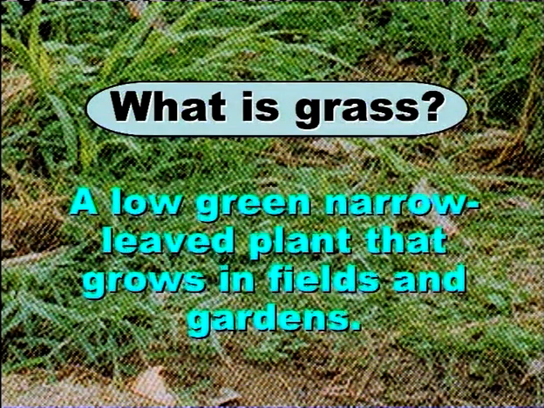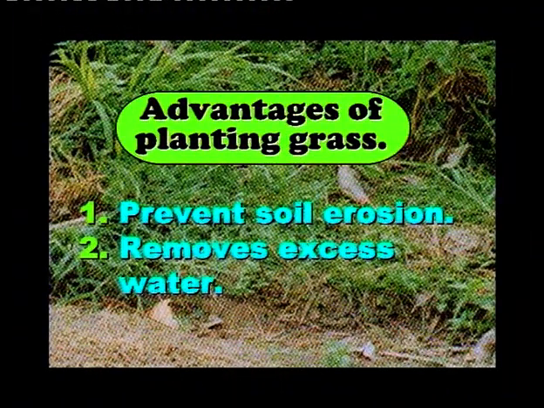Now, advantages of grass. One is to prevent soil erosion, and two, removes excess water. That is the reason why we have to plant grass around our flower garden. Prevent soil erosion, removes excess water.